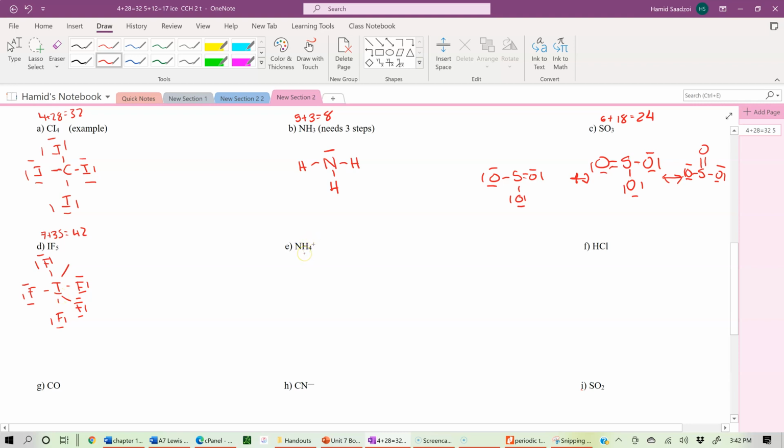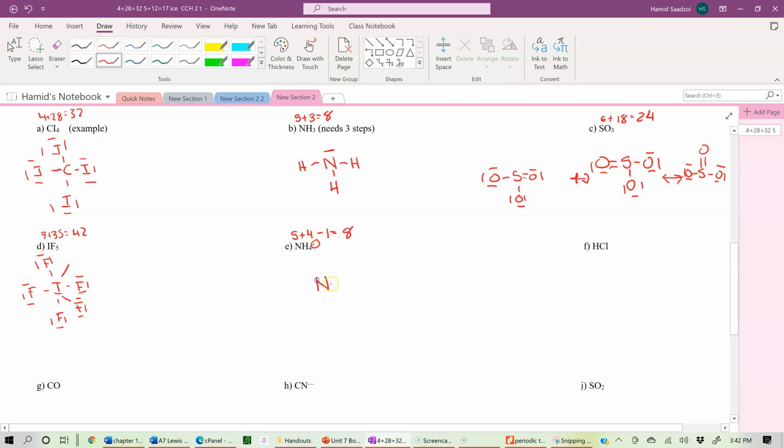Now we're dealing with ions. So what do you do with an ion situation? So 5 for nitrogen, it's group 5A, hydrogen's group 1. There's 4 of them, so plus 4. Now the charge, when it's positive, you subtract that many from your total. When it's negative, you add that many. So here it's positive, subtract 1. So 5 plus 4 minus 1 gives me 8.